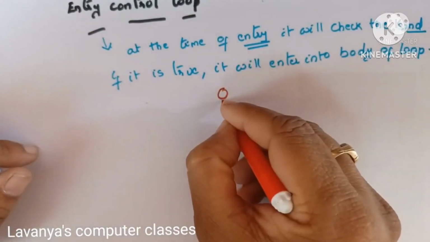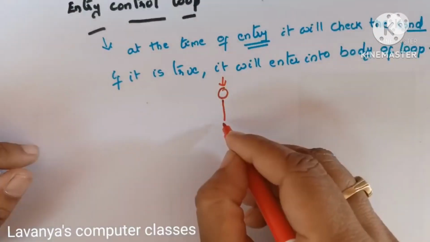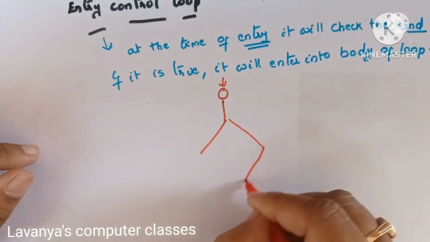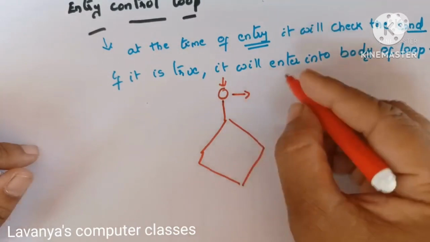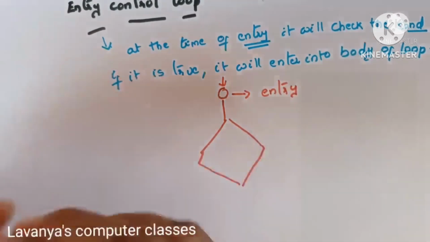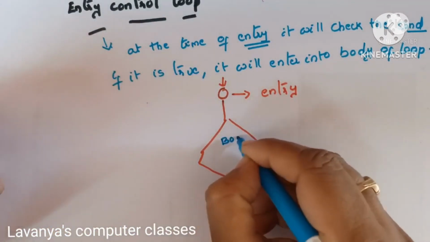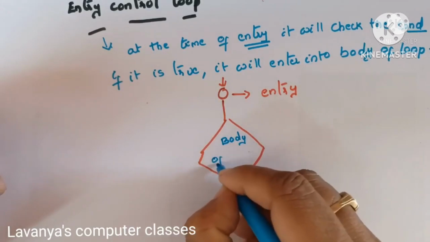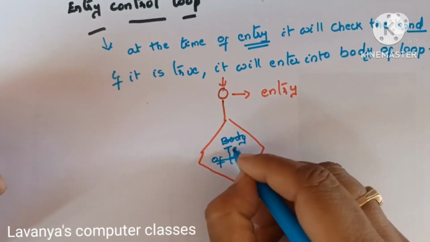Now I will explain through a flowchart. First it is the entry point. At the entry point only we have to check the condition. Condition is a rhombus box. This is the entry point. At the time of entry only we have to check the condition. Test the condition. This is testing the condition, not the body of the loop.